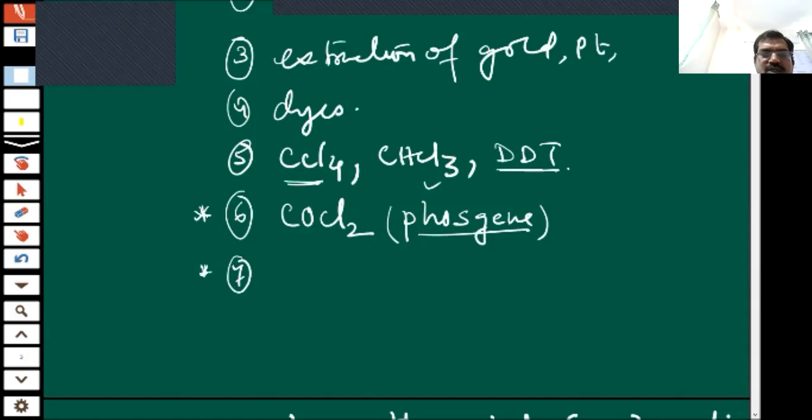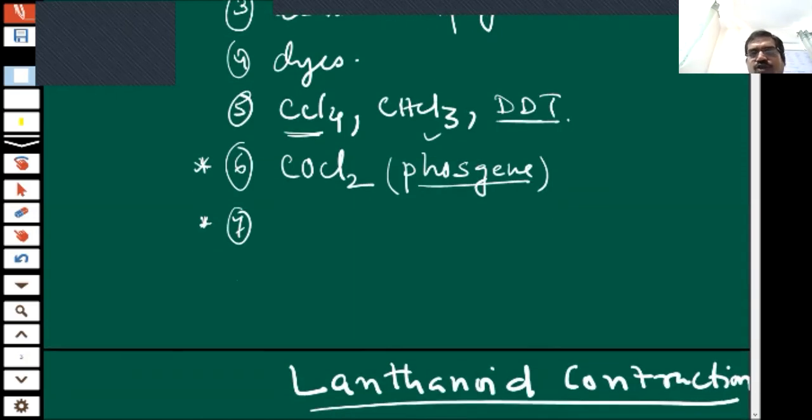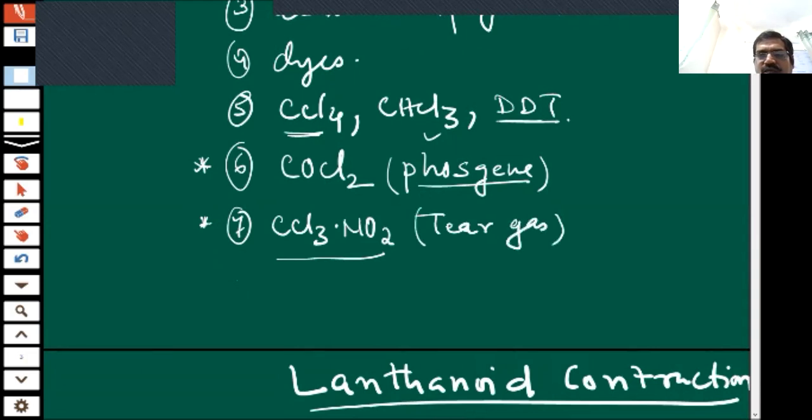And one more gas is there, which is used by police to control huge crowds and all. That is known as tear gas. Tear gas, CCl3NO2. This is known as tear gas.